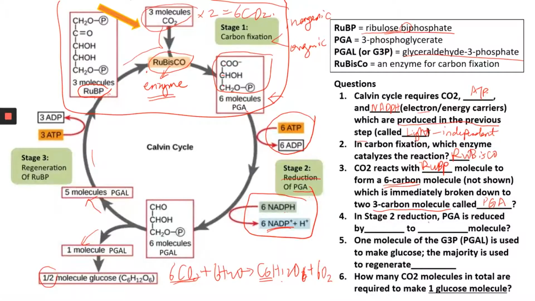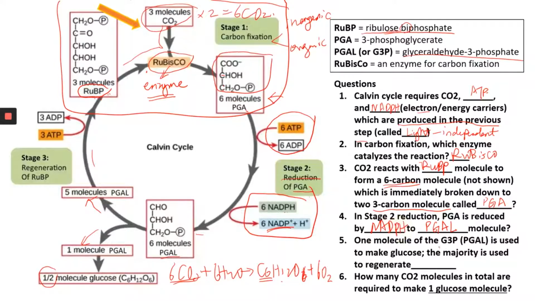In stage 2, the reduction, PGA is reduced to what? Reduced to what? By what? So this is PGA, PGA over here. So you can see it reduced to another 3-carbon molecule called the PGAL. So it's reduced to PGAL, and who provides the electrons? So that's going to be the NADPH.